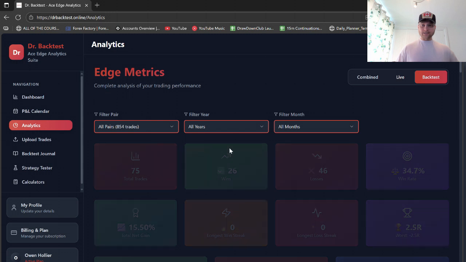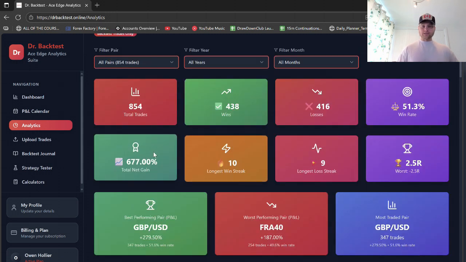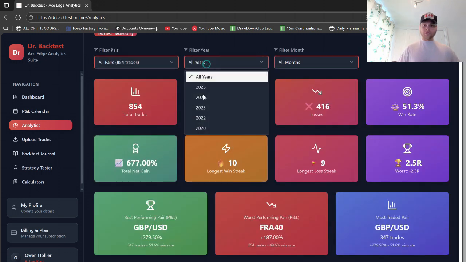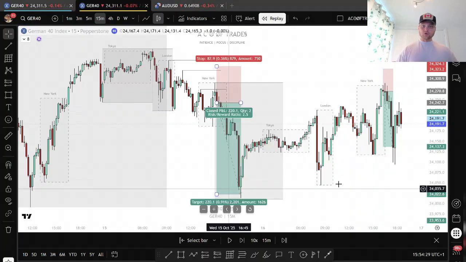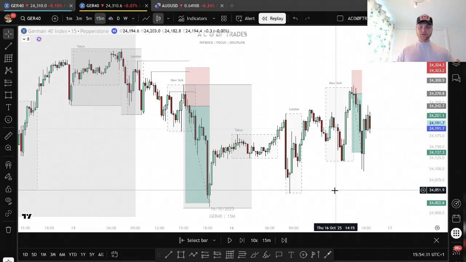And then if we want to come into our backtesting trades as well, I've done a lot more backtesting trades. You can break it down by pairs, years, months. So you can really see exactly what you've done and how you've done it. Once I've taken a trade on TradingView, I'll go over to Dr. Backtest, log it there, and then it tells me my metrics. Win rate is probably one of the most important things that you need to know as a trader to be successful.